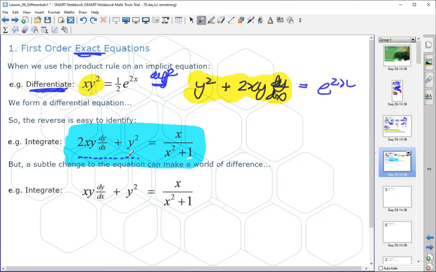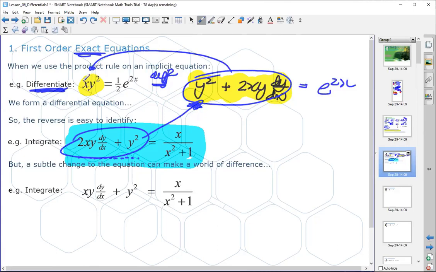xy squared. Lovely. How did you know that? Because we just differentiated it and got that answer there. It's identical to that. So we know that that comes from differentiating this. So we know if you differentiate that, it gives you that. And so we know that if you want to integrate that, it's going to give you xy squared equals, and if you're going to integrate the left-hand side, you also have to integrate the right-hand side.